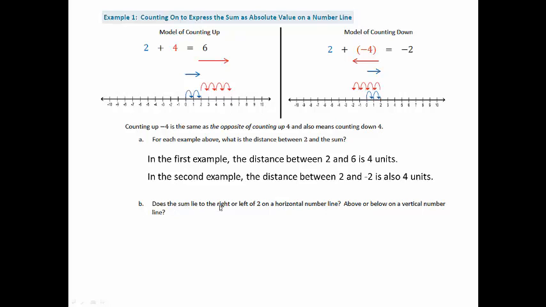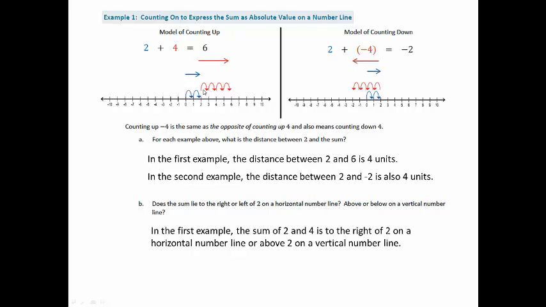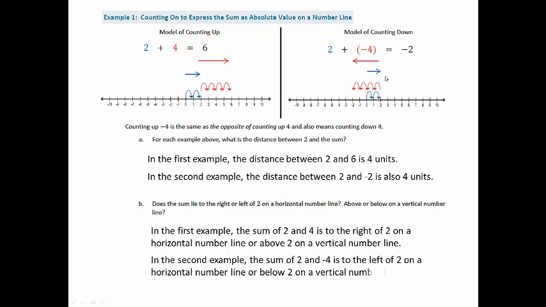Part B asks, does the sum lie to the right or left of 2 on a horizontal number line, like this one, or above or below on a vertical number line? A vertical would be going up and down. Well, in example 1, the sum of 2 and 4 is to the right of 2. That's because we counted on. We were moving towards the right. And it would be above on a vertical number line. In the second example, the sum was to the left of 2 because we counted down, and that would be below 2 on a vertical number line.